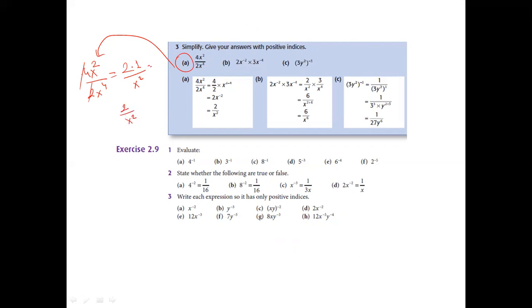In the question, it is given that we need positive indices. The answer is 2 x power of minus 2. And the next one, 2x squared times 3 times x power of 4. Okay, solve this exercise.